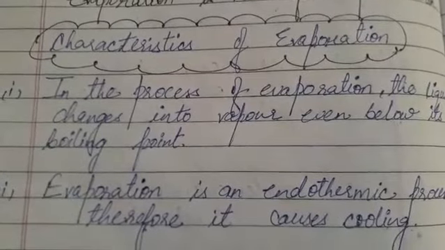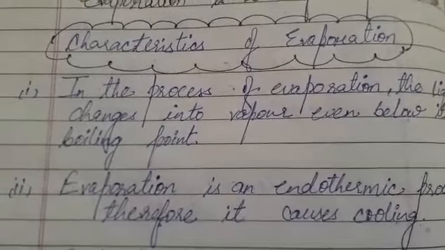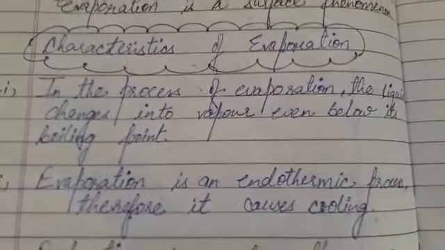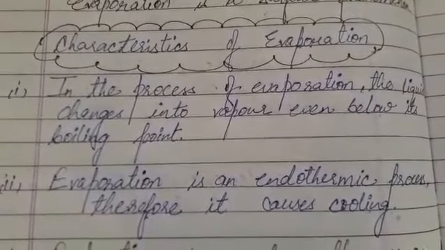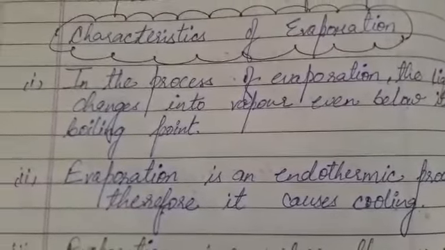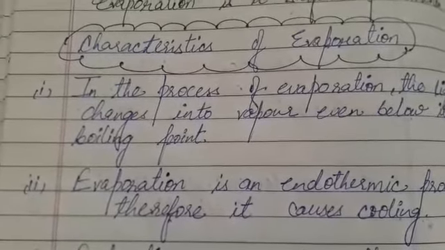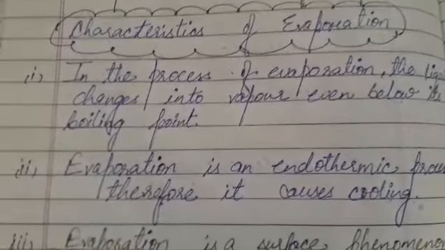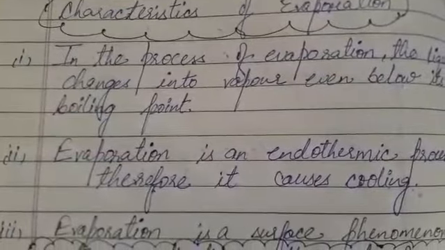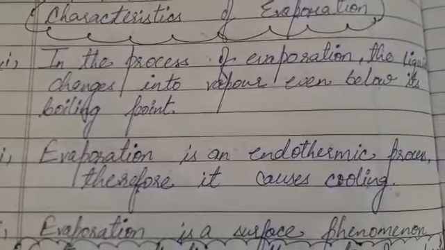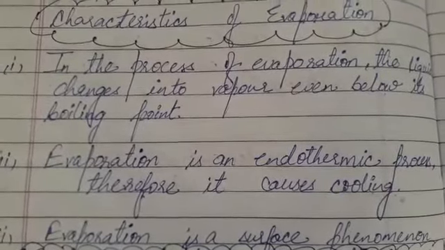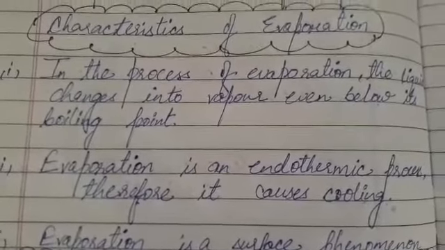Our second characteristic is that in the process of evaporation, the liquid substance changes into vapor, even below boiling point. Below reaching its boiling point, the substance gets changed its state. And the third characteristic is that evaporation is a surface phenomenon. That means it exists layer by layer.